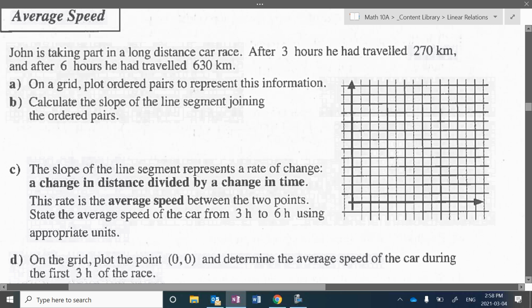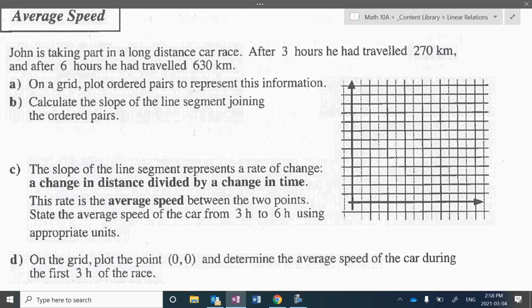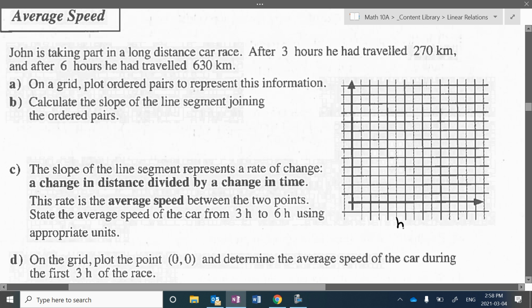After 3 hours, he's traveled 270 kilometers. After 6 hours, he traveled 360 kilometers. Which one of those hours, would that be our X or our Y on our graph? X. Good. Time is always X. So our hours is here, and then our distance is up here, which means our slope is then our speed.